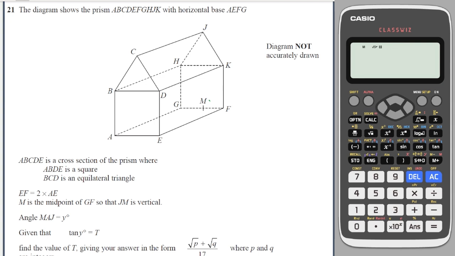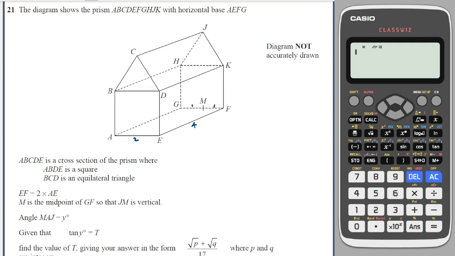Okay, this question, we've got lots of information here. We're saying this is a square, that's an equilateral triangle, this is a prism, the EF is twice AE, and we've got M as a midpoint. So what I'm going to do, we've got no length, so I'm going to assign a length. I'm going to assign this length here 1, and this length here 1, which makes this 2, which makes EF twice AE, so that's 4. So then I'm just working with whole numbers, which just makes it a lot easier than using halves.